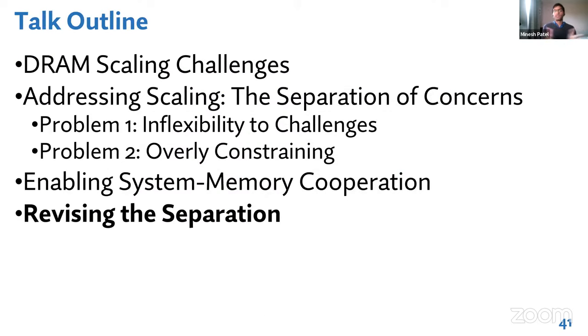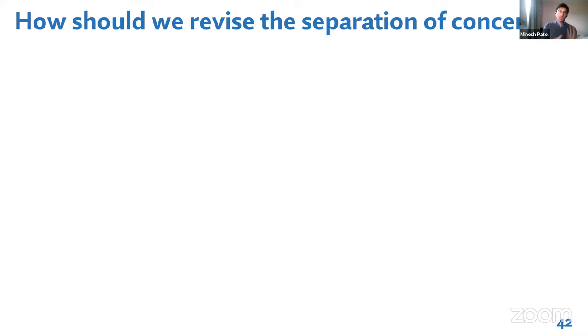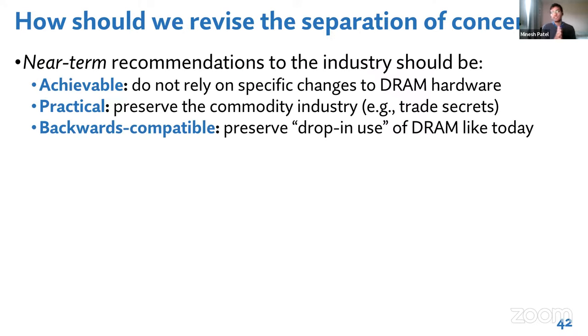Okay, so now I'll move to the last part of this talk, which is revising the separation of concerns. The question here is, how should we revise the separation of concerns to try and overcome this problem? We believe that our near-term recommendations to the industry should satisfy three properties. First, they should be achievable, which means that they don't rely on specific changes to DRAM hardware, because that would require waiting on generations of DRAM technology to apply those changes.